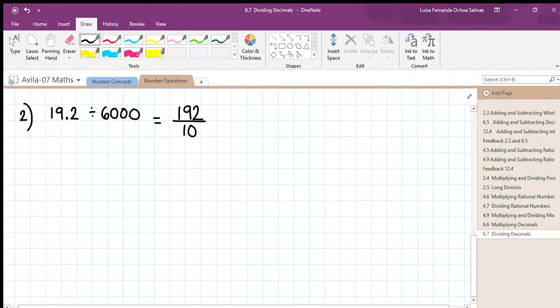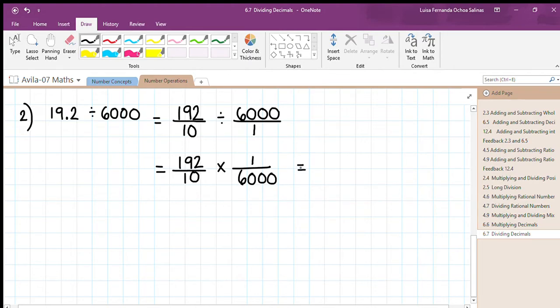Then I write the second one as a fraction. How do I do that? I say 6,000/1. Fantastic. Then how do we solve this? Stay, change, flip. So stay, 192 divided by 10. Change, times, flip, 1/6,000. Perfect.